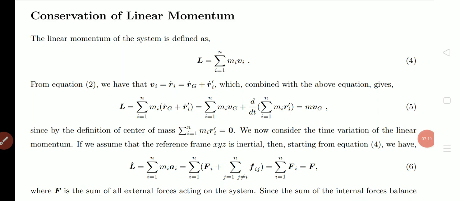Now we study conservation of linear momentum. The linear momentum of the system is defined as L is equal to summation i equals 1 to n of mi vi. From the equation above, we have that vi is equal to ri dot, means differentiation of ri with respect to time, is equal to rg dot plus ri dot dash, which combined with the above equation gives L is equal to summation i equals 1 to n of mi. Here we put the value of vi.